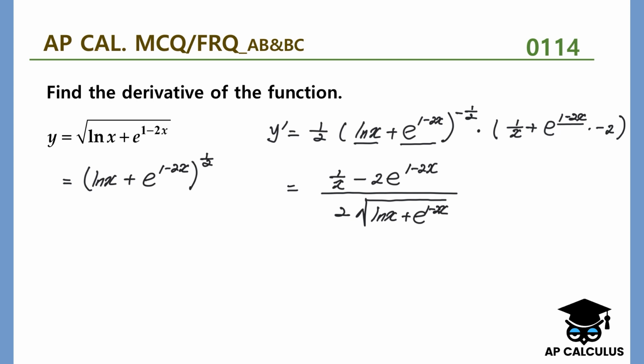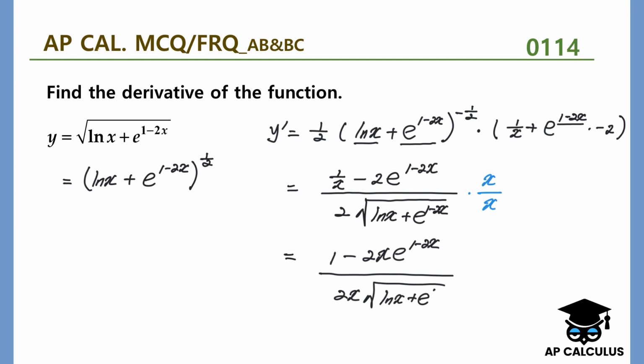This is a fraction, right? All of this expression is a fraction, and we have another fraction in our numerator. We want to simplify this. So multiply by x here and x here. Then that's going to be equal to x times 1/x, that's 1, minus 2 e to the 1 minus 2x times x, that's 2x e to the 1 minus 2x, over 2x square root of natural log x plus e to the 1 minus 2x. That's our derivative of the function y.